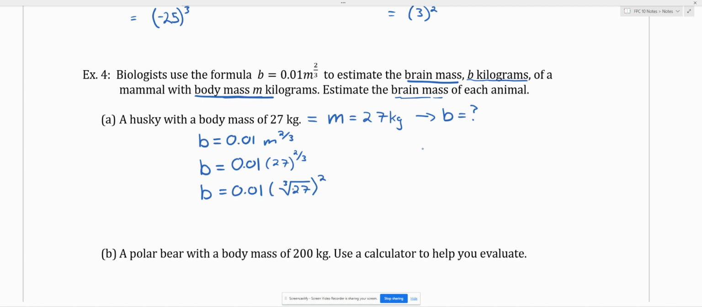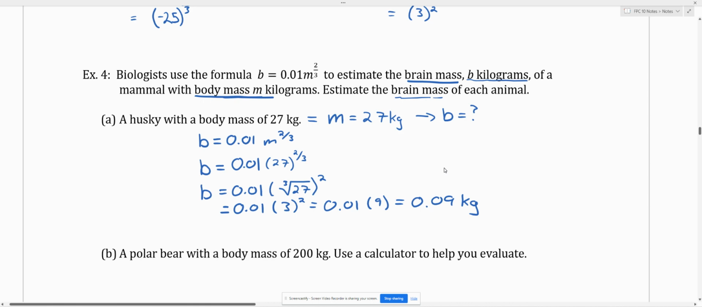So we're going to take the cubed root first, then raise it to the exponent of 2, then multiply it by 0.01. And so I'll just do one step at a time actually here. The cube root of 27 is 3. 3 times 3 times 3 is 27. And then we're going to square the 3, and 3 squared is 9. And finally, we don't need a calculator for that. We get 0.9 kilograms as the approximate mass of the brain of the husky.